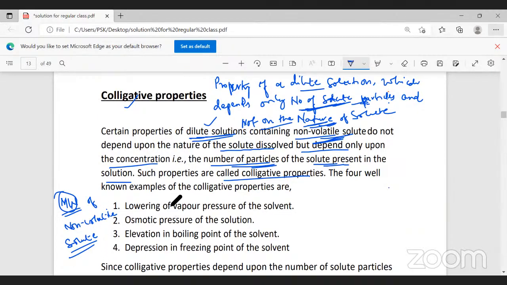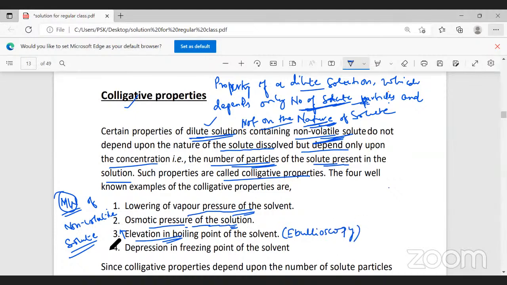Now, what are the 4 colligative properties we have? The first one is lowering of vapor pressure of the solvent. Next is osmotic pressure of the solution. Third is elevation in boiling point. This elevation in boiling point is also called increase in boiling point, and it is also called ebulliscopy.